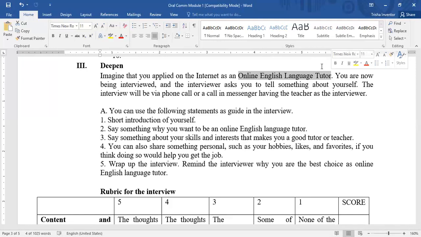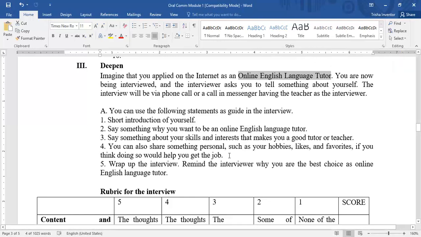My hobby is maybe using our computer to watch educational videos. I like to read English books. I like to watch English movies. My favorite thing to read is novels and short stories, also poems. I also like to compose poems. Well, those hobbies, likes, and favorites relate to the job of online English language tutor.